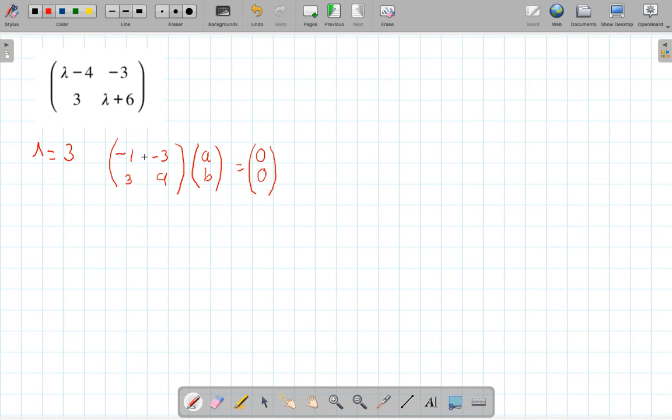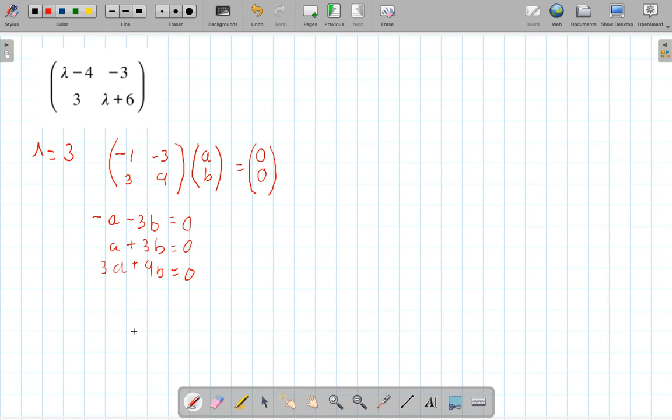Now, the conventional way would be to do this and make a simultaneous equation. So it would be minus A minus 3B equals 0. Or of course, we could turn that into A plus 3B equals 0, just to get rid of those minuses. And the second equation is this row times this vector, so we have 3A plus 9B also equal to 0. Now this actually doesn't really help me, because the second one, and this will always happen, is just a multiple of the first one, so it makes it difficult to solve.